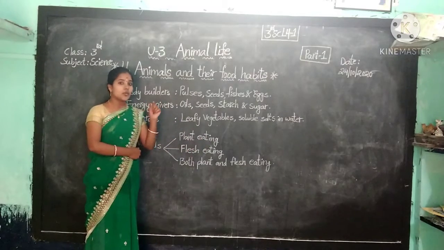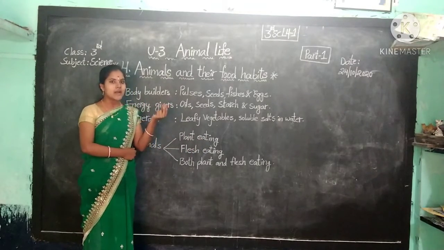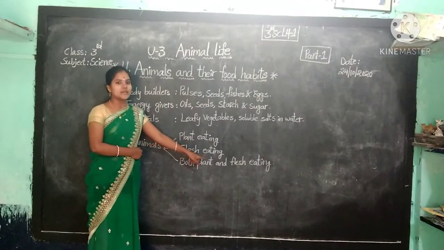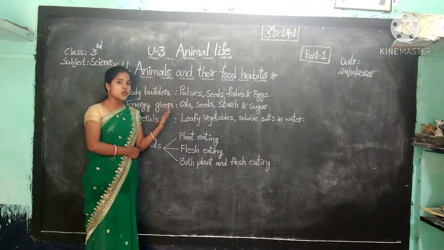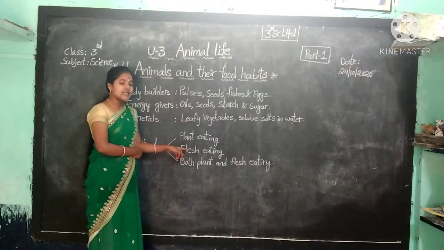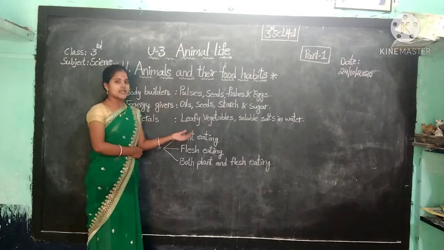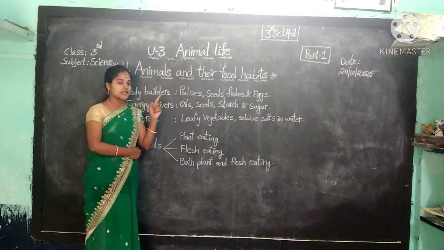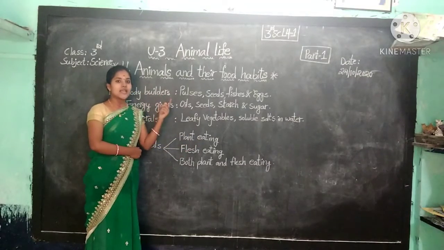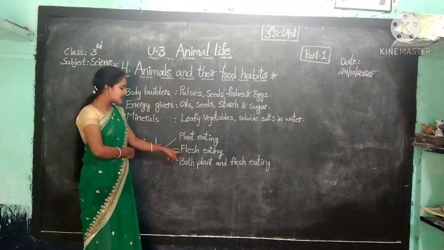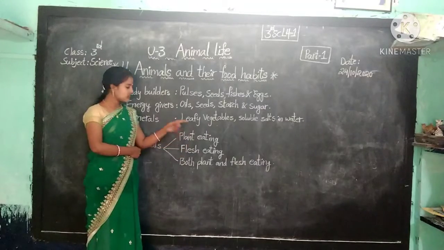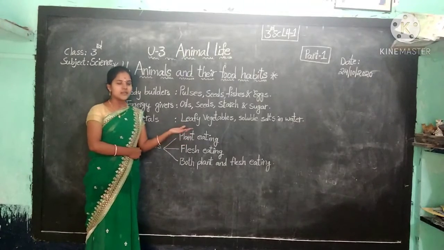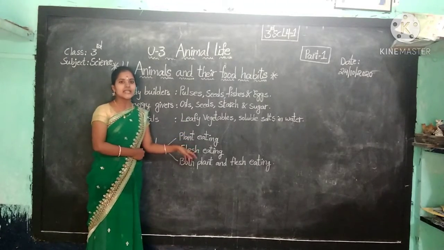Animals that eat only flesh. Flesh means meat, mamsam. Okay. Animals that eat only flesh are called flesh-eating animals. Flesh-eating animals are also known as carnivorous animals. Remember that point. Plant-eating animals are also known as herbivorous. Flesh-eating animals are also known as carnivorous. Okay. Examples of flesh-eating animals are tiger, lion and many more.